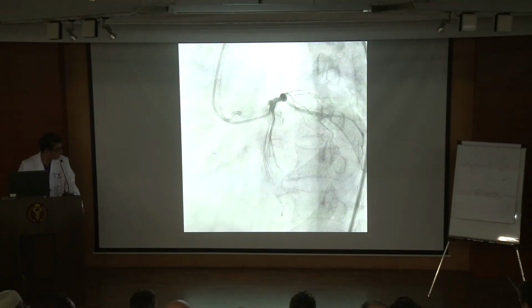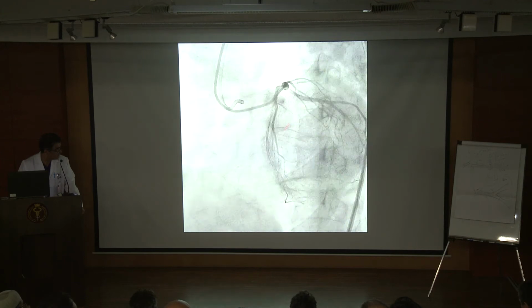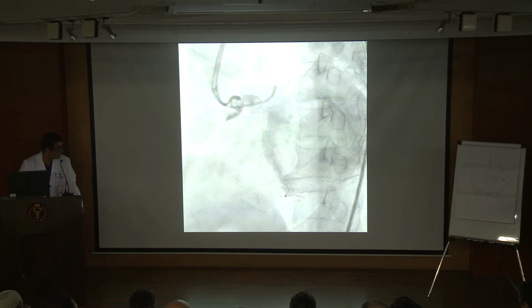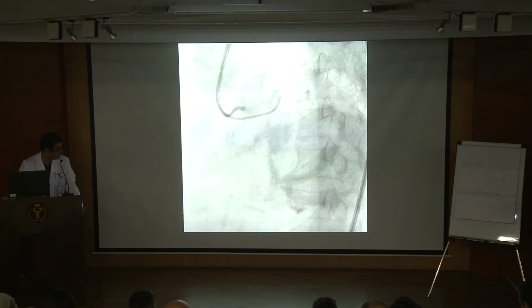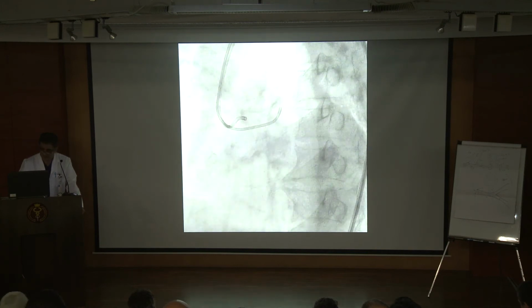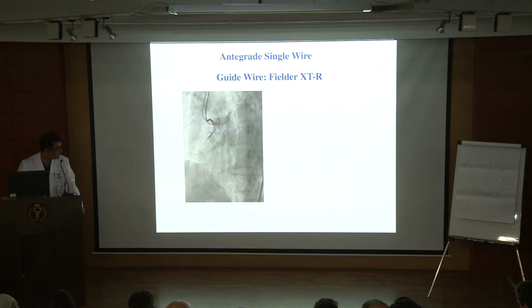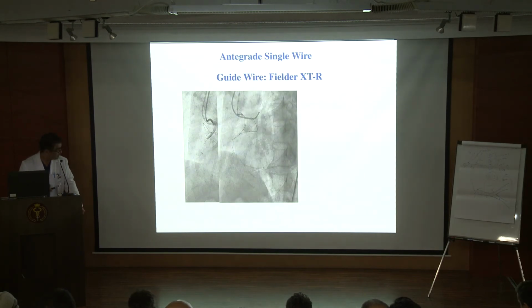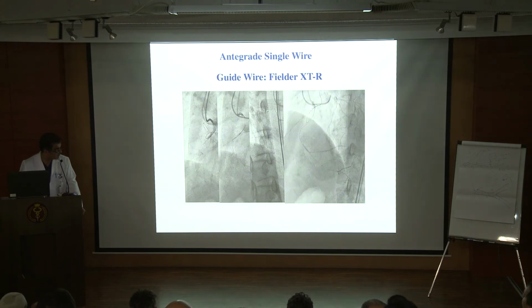So remember we talked about dual injection, not much of panning. Inject the donor vessel, and then you can see there's maybe a tapered cap in here, and then you use a wire that could actually penetrate the microchannel, like the Fielder XTR or XTA. It doesn't matter, I'm used to the XTR. And then you verify the position contralateral, keep going, and then balloon and stent.